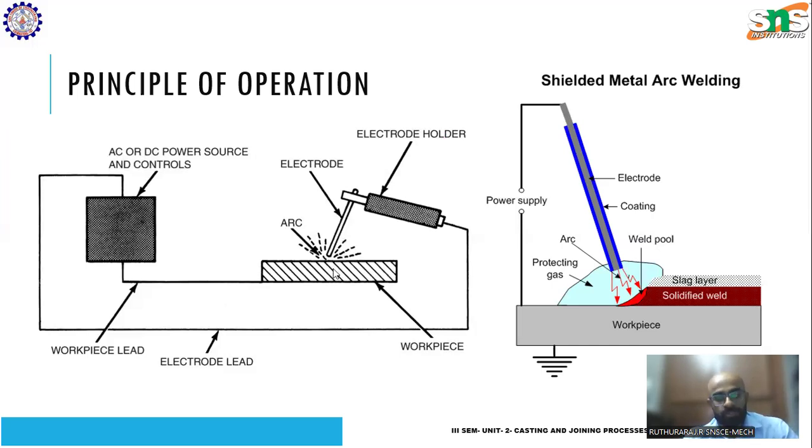When electrons flow from the electrode to the workpiece, very high temperature is generated. That causes a white flame, a white arc similar to lightning, hence the name arc welding. The property of that arc is that it generates very high temperature, and that temperature is utilized to melt the workpieces together.